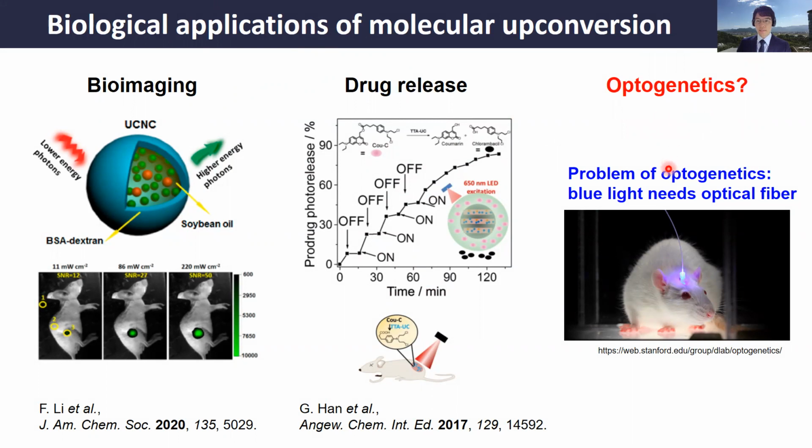And you know, optogenetics is a very powerful tool to control and understand the functions of the brain. However, the problem is that you need blue light, so you need to open the skull of the brain and insert an optical fiber. And even if you do so, you can excite only the surface of the brain because of the poor penetration of blue light. But if you use near-infrared to blue upconversion, you can excite from outside the brain, and also you can excite the deep tissue of the brain.